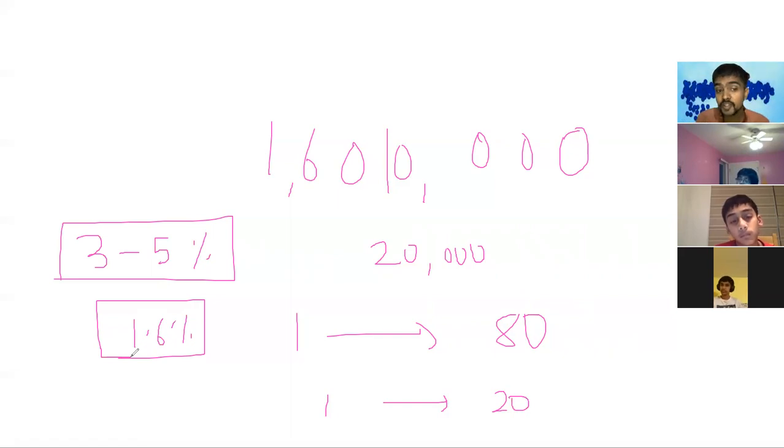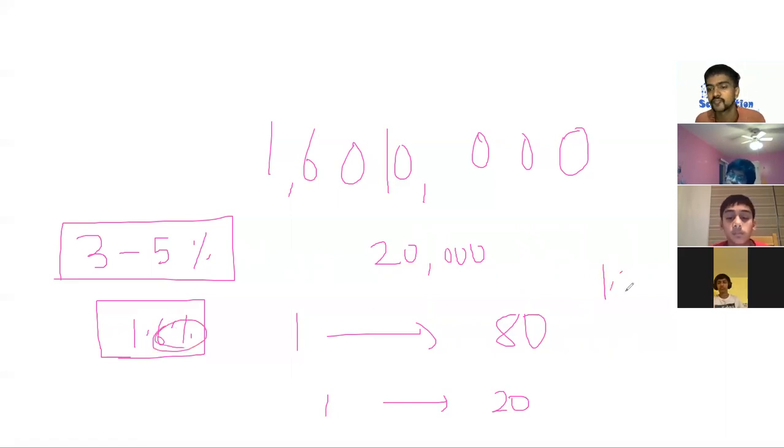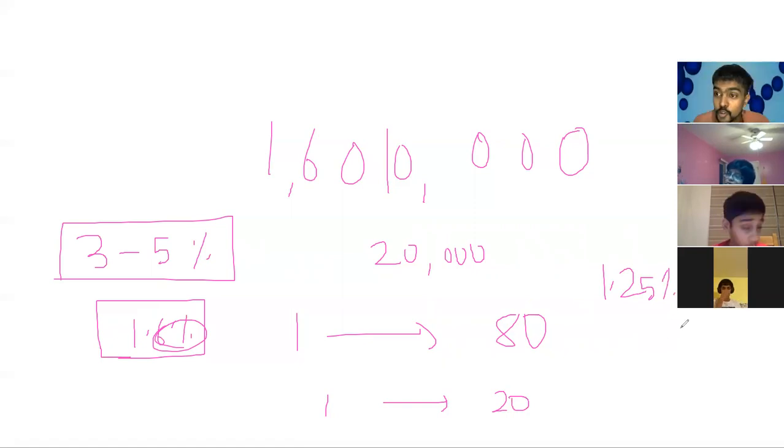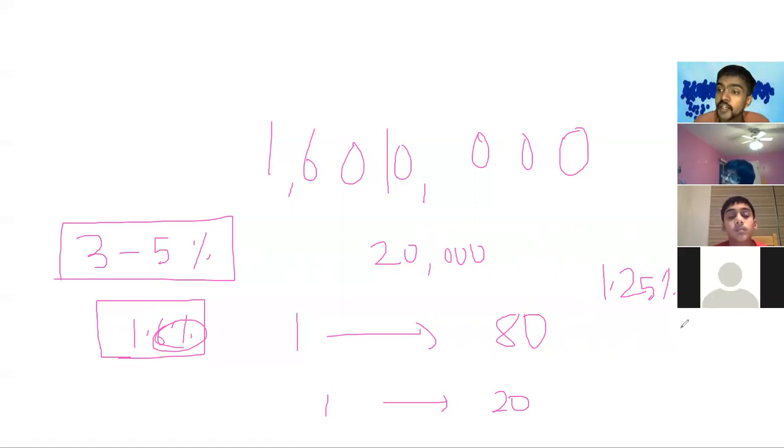IIT JEE, the acceptance rate is what? If you look at it this way, it's 1 by 80, right? 1.25%. Out of 100, only 1.25 people get in. Which is why even in the US, there are a lot of IITians who come and work there. Companies love IITians because these are people who study really well, who have great logical thinking.